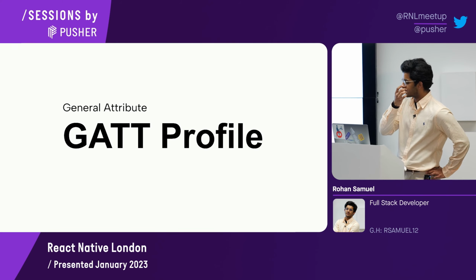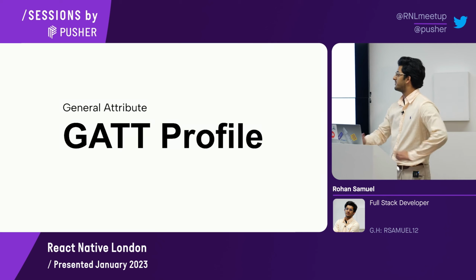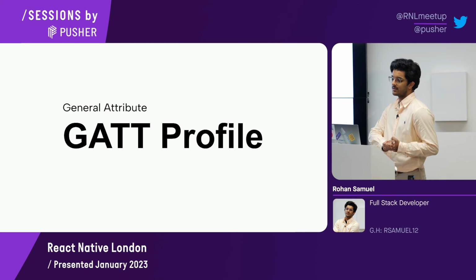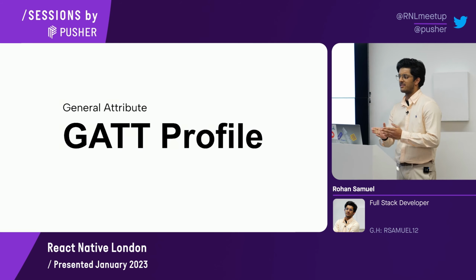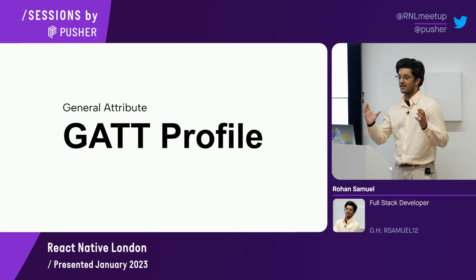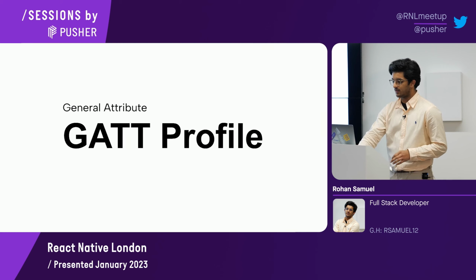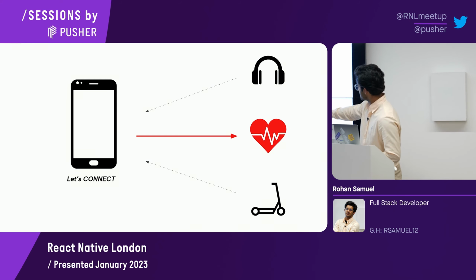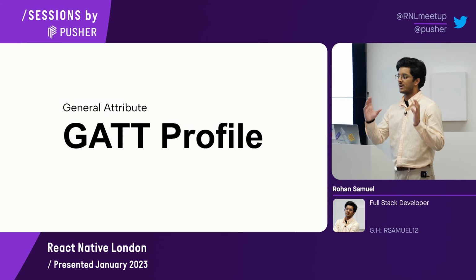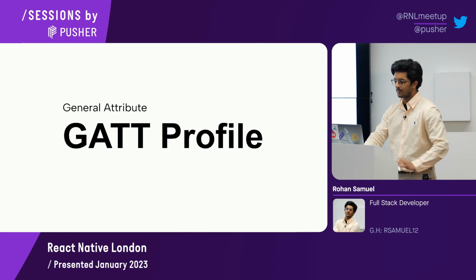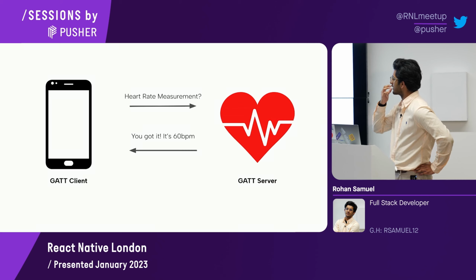And so the process of data transfer is all dictated or defined by something called a GATT profile. GATT stands for General Attribute, and this is essentially a definition of how the data would be organized within the GATT server, which would be the heart rate monitor here. In terms of the organization, I'll show you a diagram later on, but first just an overview of how the communication would work.